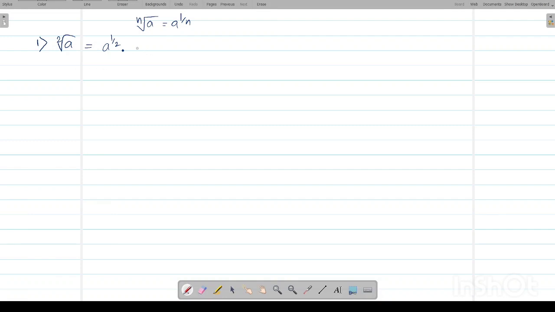Similarly, this a power 1 by 2, we can write as a power 1 minus 1 by 2. Is it right or not? 1 by 2 is half, 1 minus 1 by 2 is also half. I can write this as a power 1 minus 1 by 2.